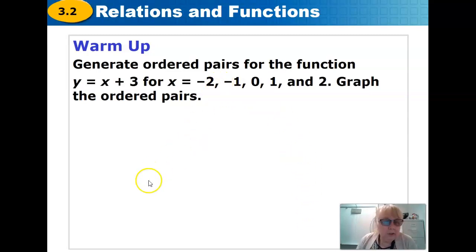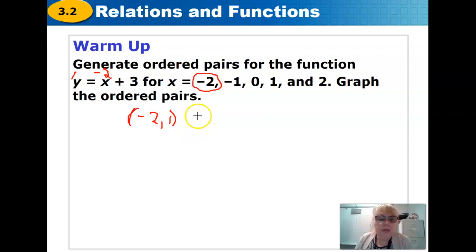So the first thing you would need to do is plug in the first x value into x. So right here we're going to put -2. And so 3 minus 2 is going to give me 1. So then my first ordered pair would be (-2, 1). Notice that an ordered pair does go in parentheses.